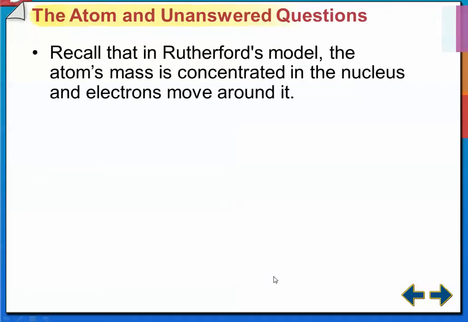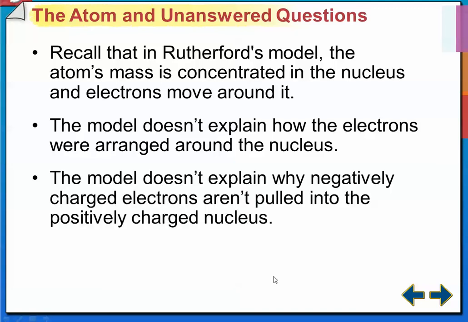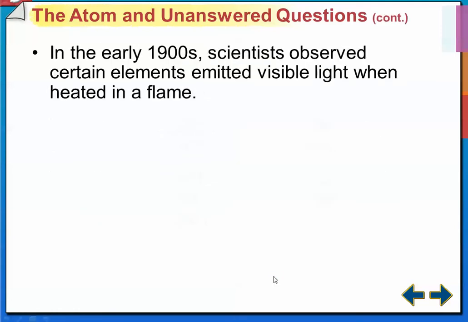Okay, so Rutherford's model. This is where we left off with the history of the atom. He found that the atom's mass was concentrated in the nucleus and the electrons moved around it. It didn't explain how the electrons were arranged around the nucleus. They still didn't have an idea about that. And the model didn't explain why negatively charged electrons weren't pulled into the positively charged nucleus.